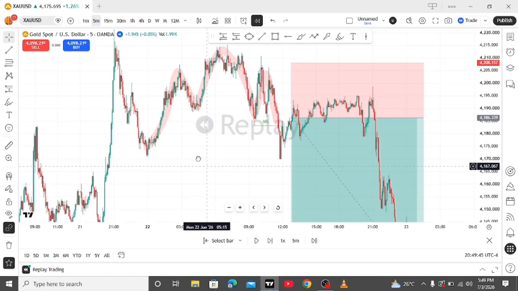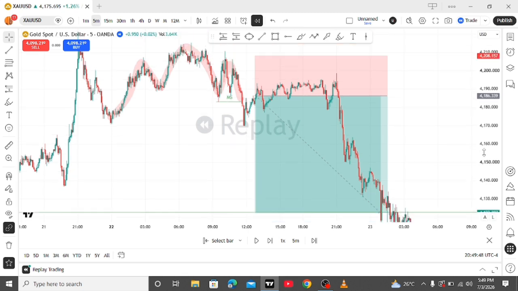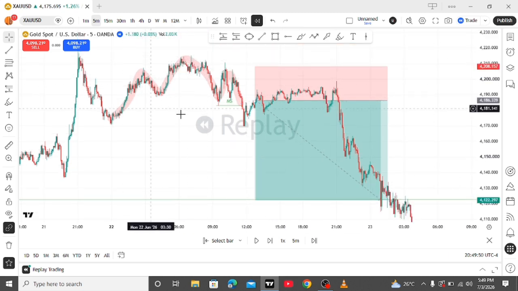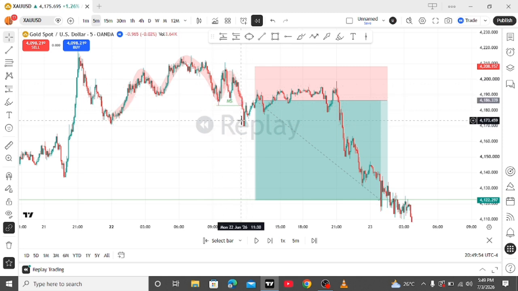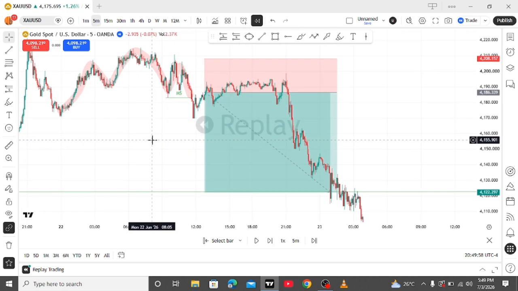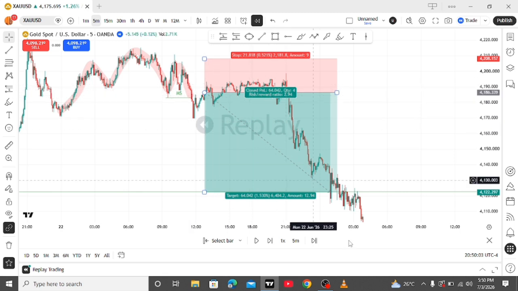So this is how we caught this move to the downside, because we identified our pattern. We saw a market shift. So these two things are confirmation enough that the market is about to go down, and that is how we caught this whole profit to the downside.